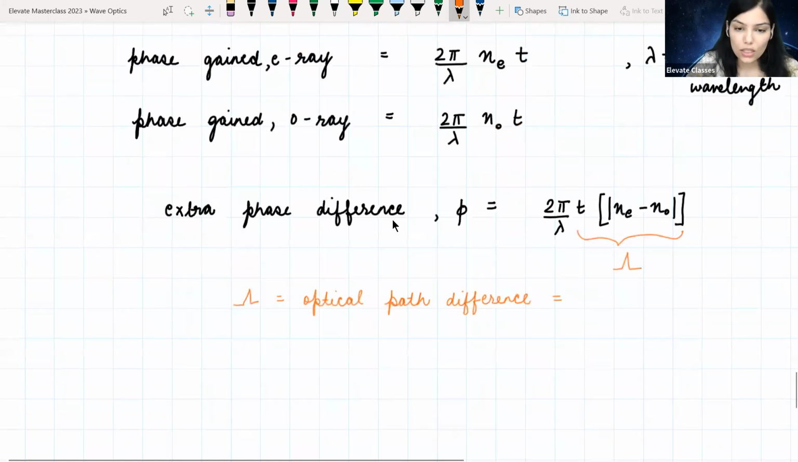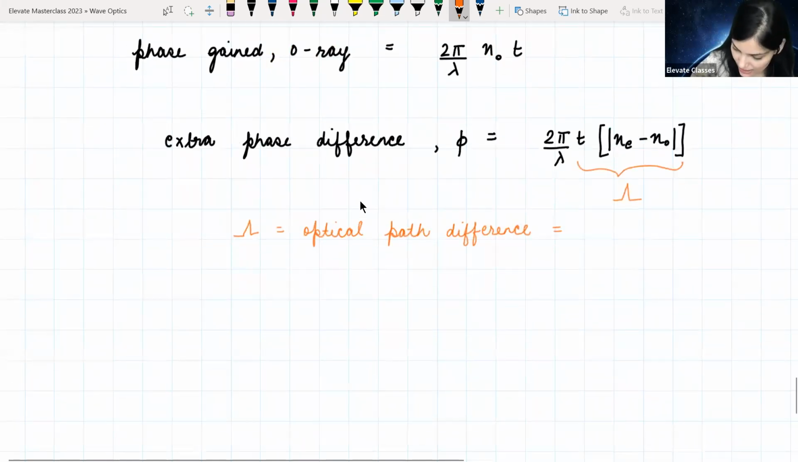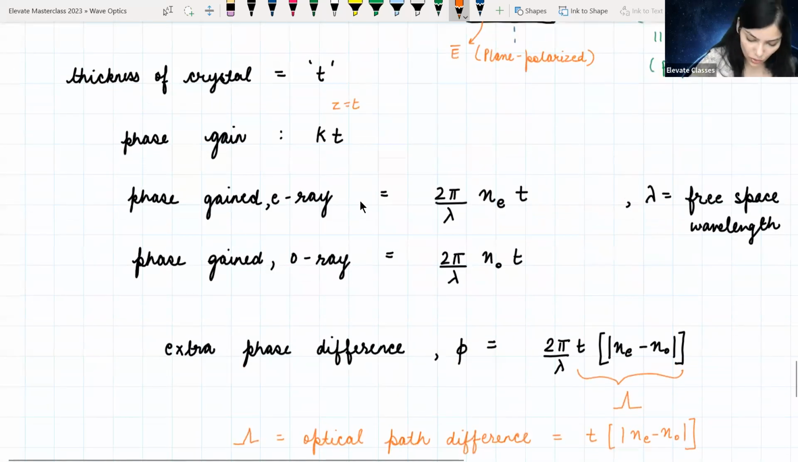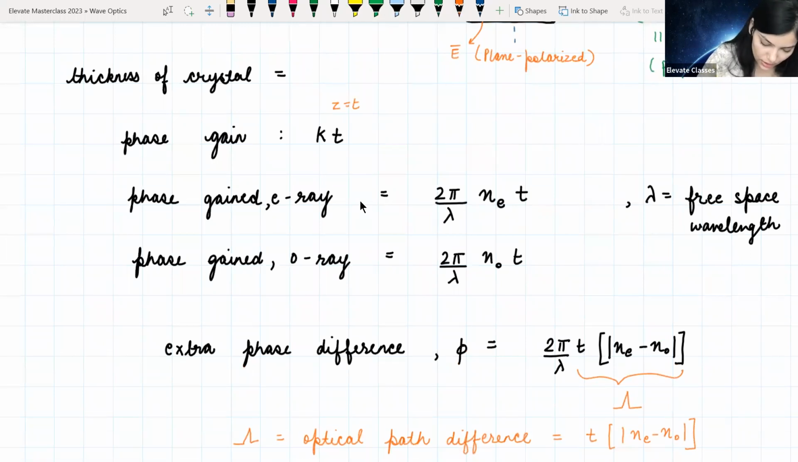Okay. So then the optical path difference I can write as T times the difference between these. If T is inconvenient, then we can also write it as Z. Okay. I don't want you to get confused because of that. Write it as Z, because we don't have to use this formula anywhere.